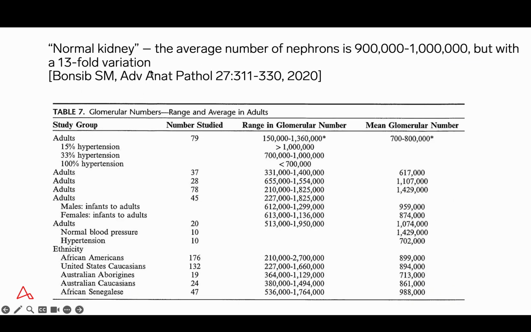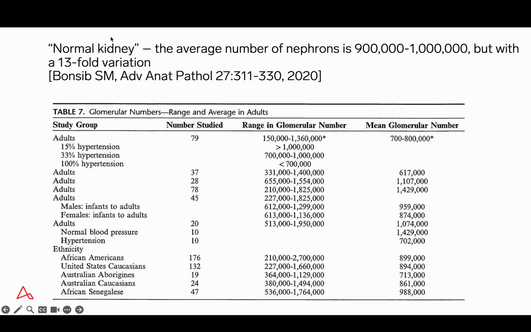One explanation for that is demonstrated in this table, in which nephron or glomerular quantitation has been performed in a large series of patients of differing ethnicities, as well as infants to adults. And over here on the right column, we have the mean number of glomeruli in these various studies. And the number usually listed in the literature is a range of 900,000 to 1 million glomeruli per kidney, which is considered normal.